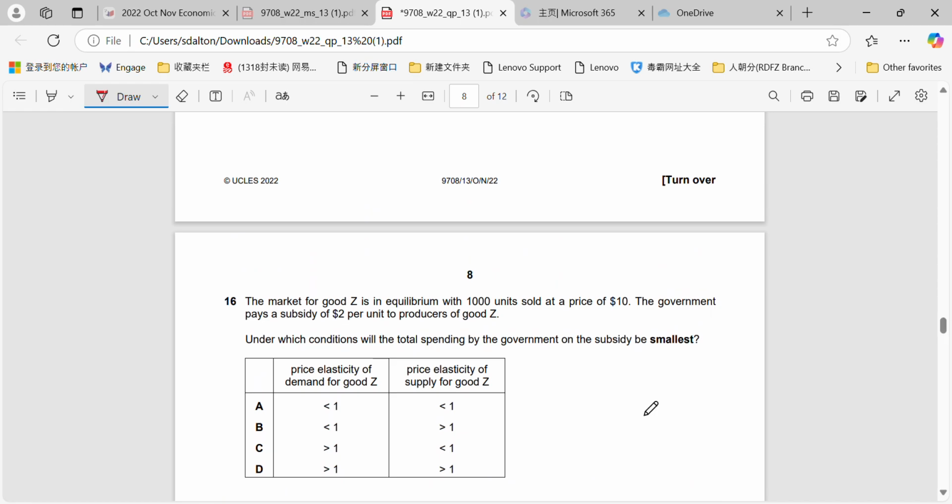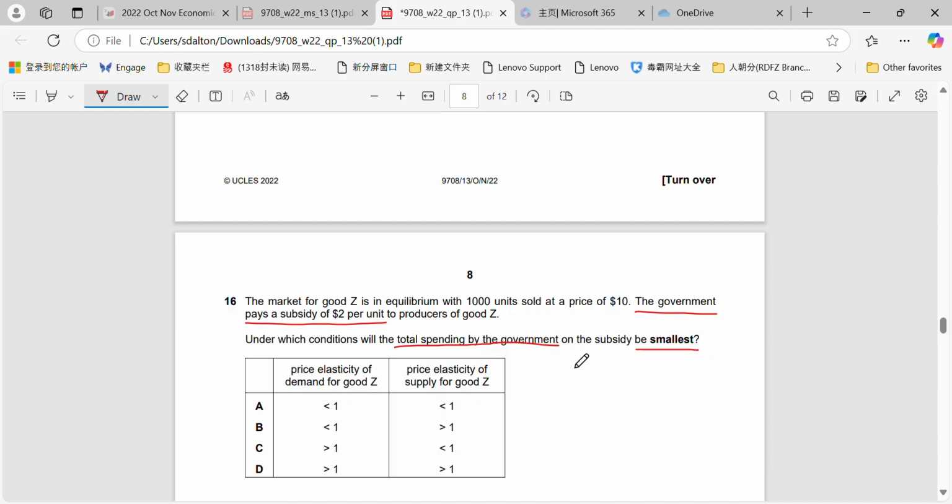Okay, question 16. Market for goods Z is in equilibrium, 1,000 units sold at a price of $10. Government is paying a subsidy of $2 per unit. Which conditions will total spending by the government on the subsidy be the smallest? Okay, this is an unusual style of question.